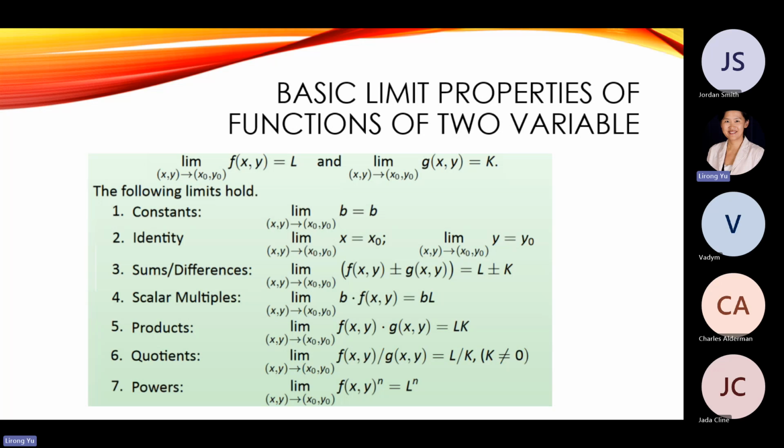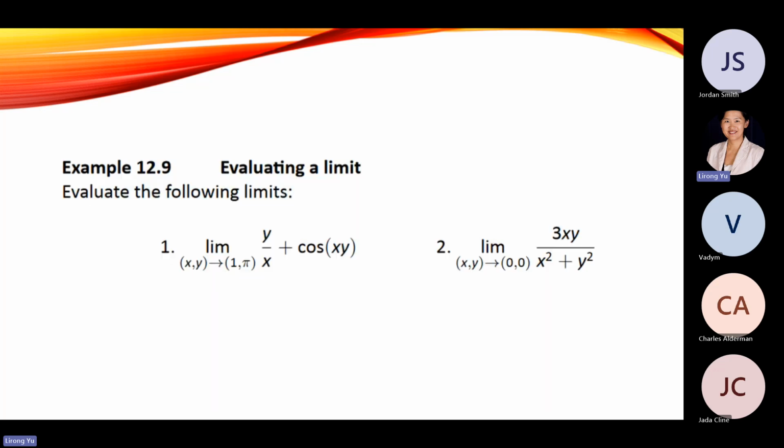Number six is when we have a division of two functions. As long as the denominator has a limit that's not zero, then the division of those two numbers is the limit of the division. Number seven, if we have a power function, then the limit of the power function is the power of the limit as well. So these are all rules that used to apply to a single variable function. Now they also apply to the two variable function. Any question? So these are properties of limit calculations.